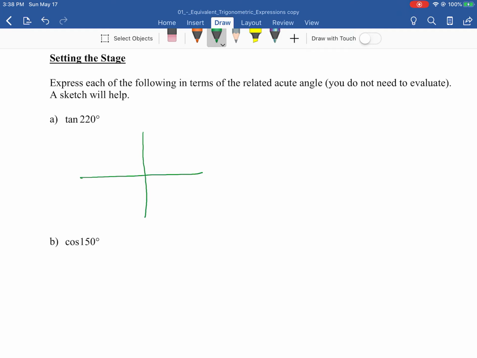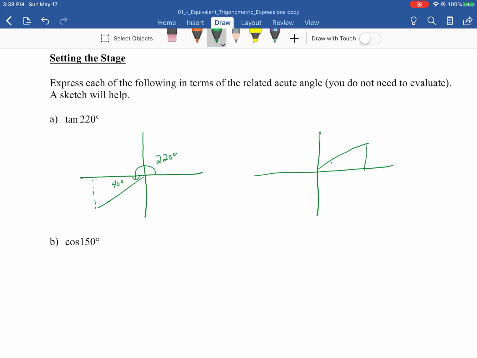Okay, so they said find tan of 220. So if I draw 220 degrees, it's going to be 180 and 40 more. Oops, I didn't want to write 180 in there. I want to write 220 in there. There's the 220. It went 180 degrees, but then it went 40 degrees more. And this 40 degrees more that it went past the x-axis is called the related acute angle. So for tan 220, the related acute angle is 40 degrees.